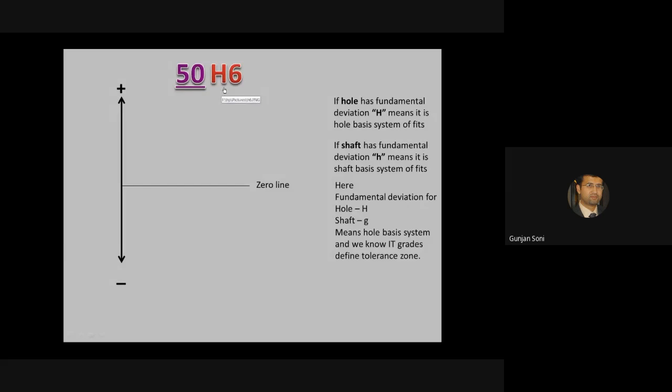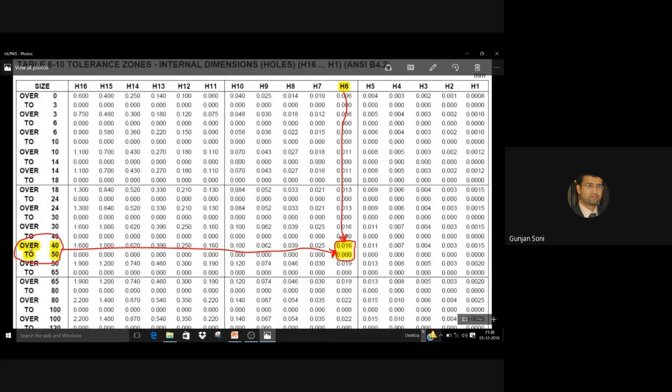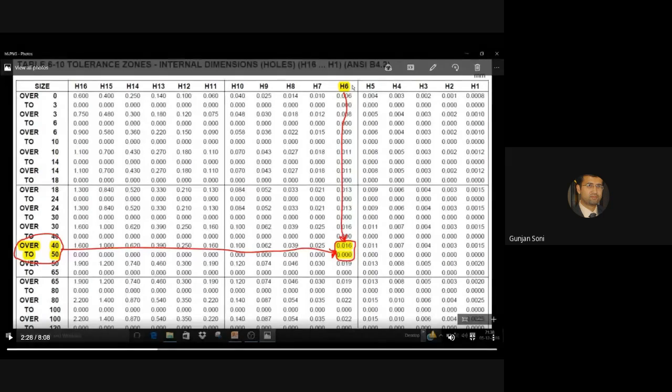Capital H6: capital H is the fundamental deviation for the hole, and 6 is its tolerance grade. So let's see in the chart its value corresponding to the diameter step of 40 to 50. Here it is. Now we see corresponding to this chart, H6 and the 40 to 50 step size.